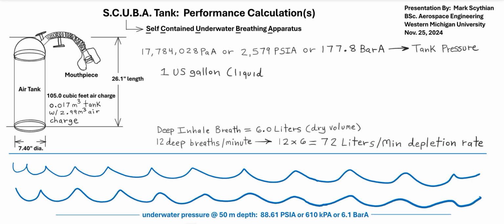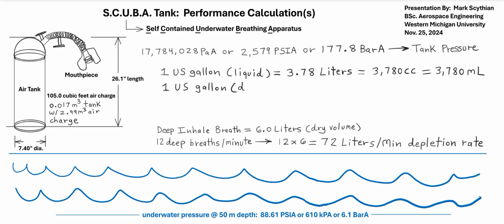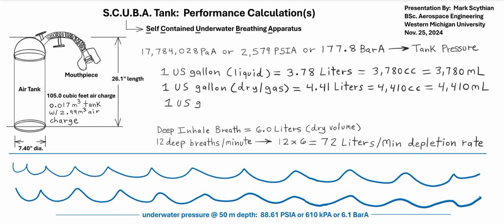Next, we focus on the liters relationship to cubic feet. So 1 US liquid gallon is 3.78 liters, or 3780 cc's, or 3780 milliliters. 1 US dry gallon or gaseous gallon is 4.41 liters of volume, or 4410 cc's, or 4410 milliliters.